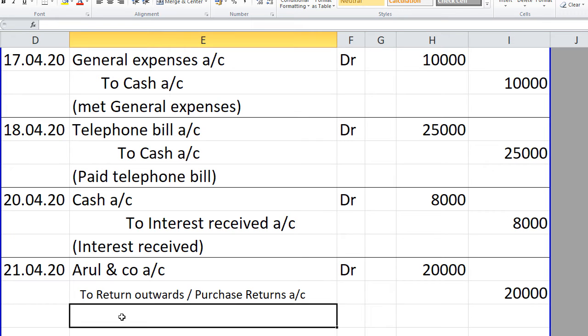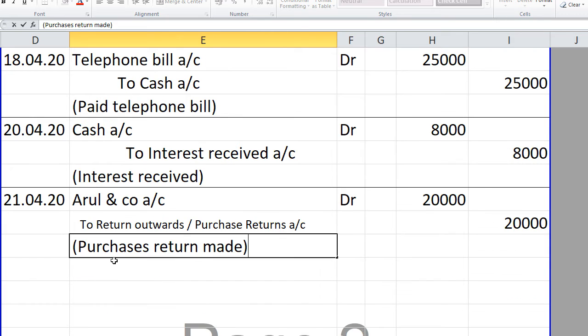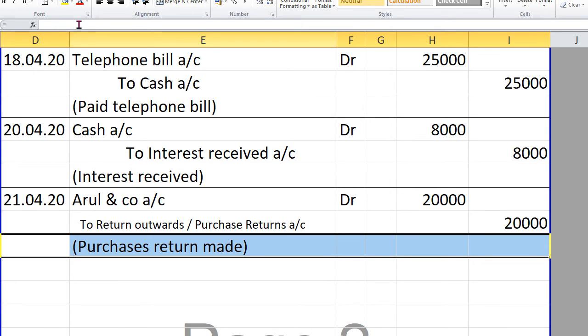So now narration: purchases return made. It can be either purchase returns or purchases return. Any one is suitable. Right now what we have to do? We have to draw a line. Well, done.